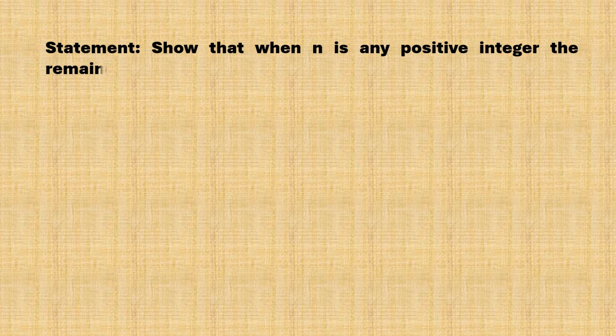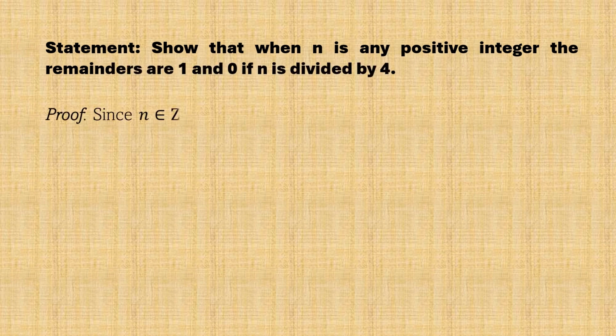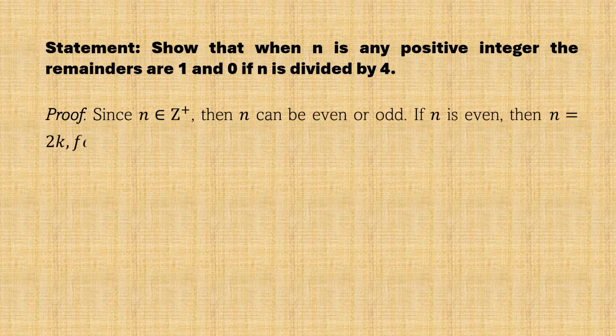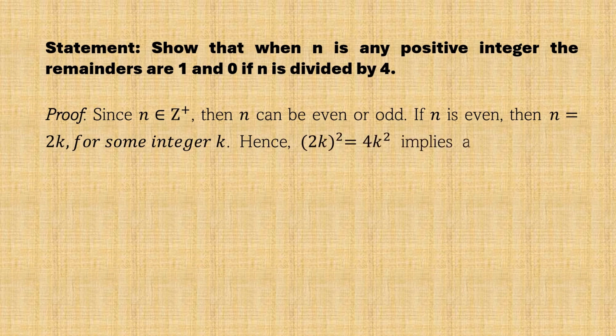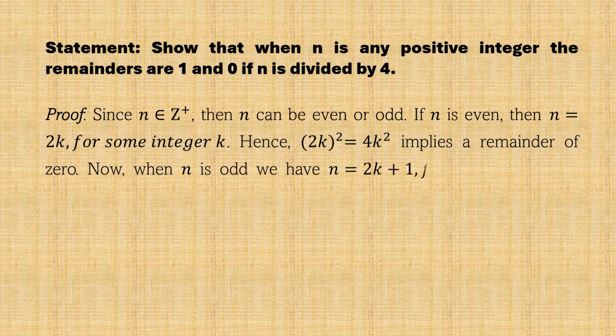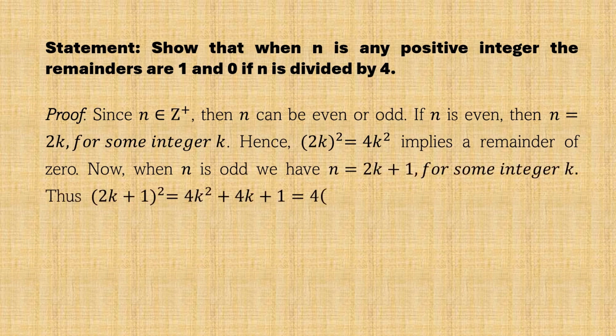Statement: show that when n is any positive integer, the remainders are 1 and 0 if n squared is divisible by 4. Proof: since n is an element of the set of positive integers, then n can be even or odd. If n is even, then n is equal to 2k for some integer k. Hence, the square of 2k is 4 times the square of k, implying a remainder of 0.